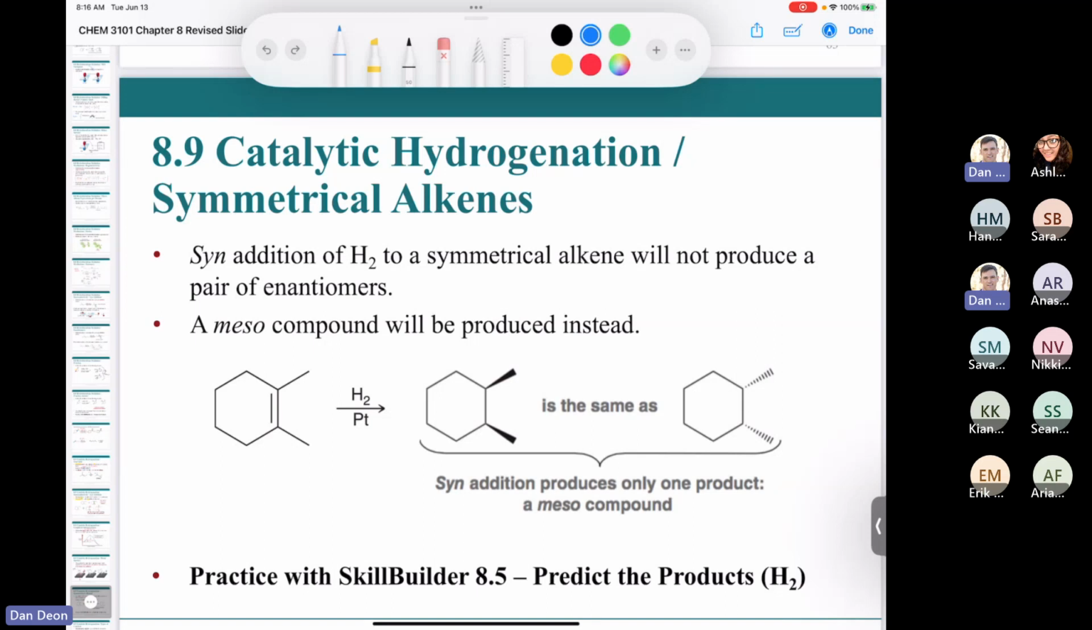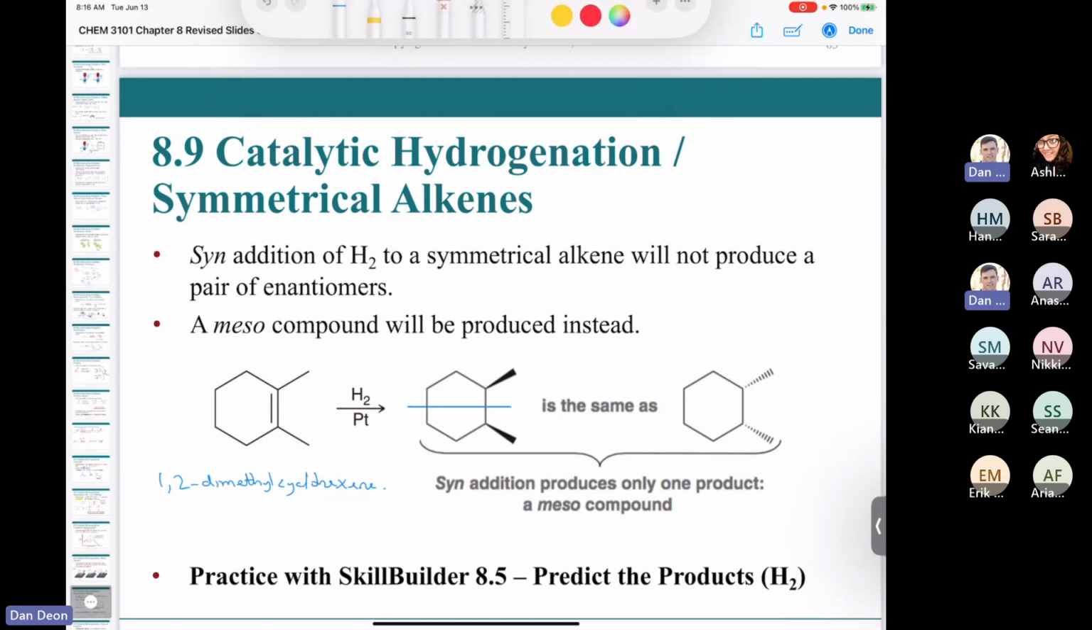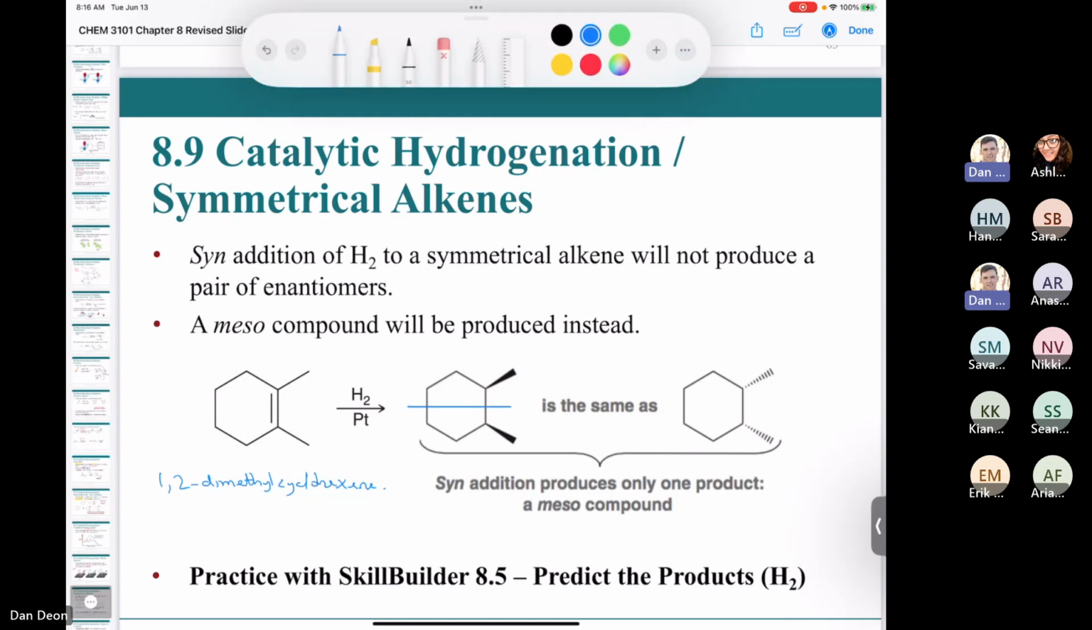He says, just because it's syn addition doesn't mean you're always going to get a pair of enantiomers. What if you had this compound here? This compound would be 1,2-dimethylcyclohexene. If you did a hydrogenation on this compound, you could end up with the hydrogens going on either face of the molecule, but then you end up with a compound that's got a plane of symmetry in it. And so this is a meso compound, right? So this compound is identical to this compound. There's no difference between the two.